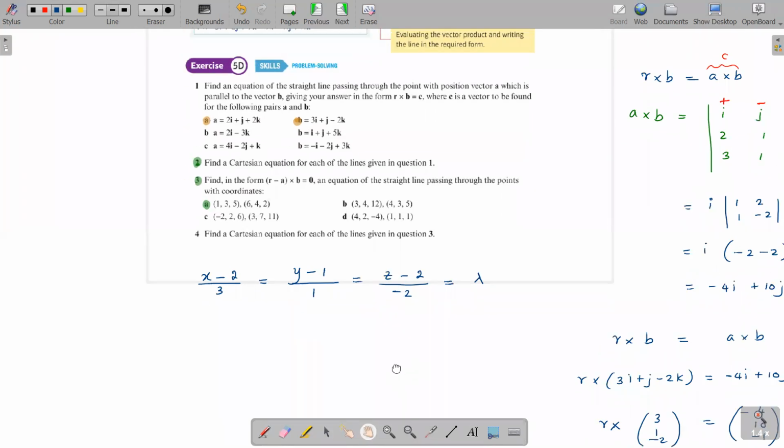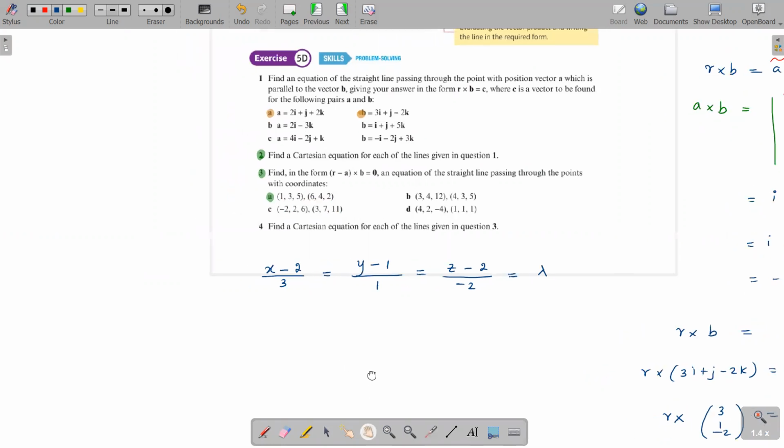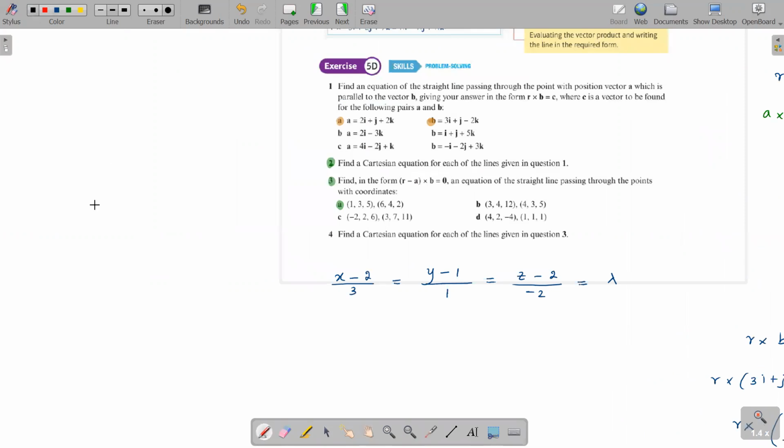Question number 3. They say, find in the form r minus a cross b equals 0 an equation of the straight line passing through the points with coordinates 1, 3, 5 and 6, 4, 2. This is a little bit similar to what you've done before, because you have a straight line passing through two given points. Let's say the points are C and D. How do we find the equation of the line in the form r minus a cross b? Basically, a is a position vector on the line, while b is a direction vector.